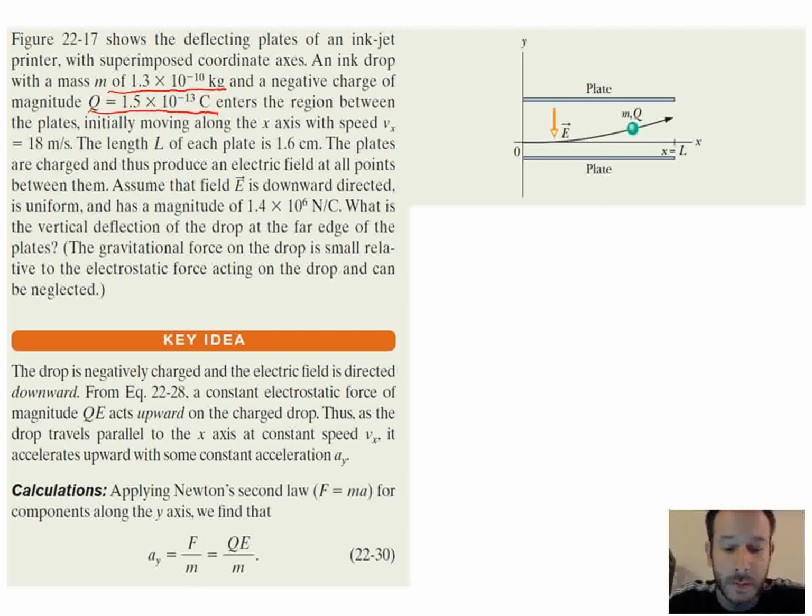The particle is initially moving along the x-axis with a speed of 18 meters a second. So its Vx is going to be 18 meters a second. The length of each plate is 1.6 centimeters, so the length is going to be 0.016 meters. Now the plates are charged and thus they produce an electric field. So you see that the electric field is pointing down in this case.